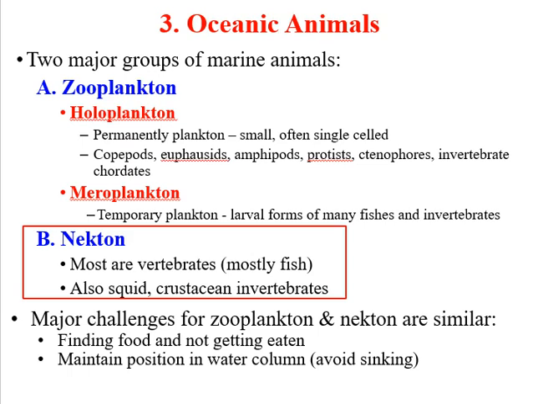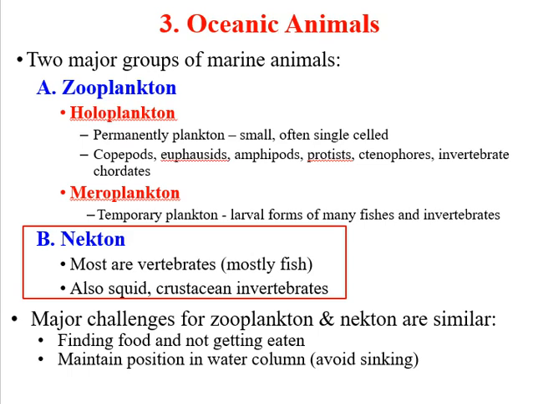So for zooplankton and for nekton, for these tiny little, sometimes microscopic zooplankton, and for nekton, they're out in this patchy environment, deep water mostly. And so what do they have to do? Their challenges, they need food, and they don't want to get eaten, especially small little zooplankton. They do get eaten a lot of times, but they're trying not to get eaten. And they have to maintain their position in the water column.